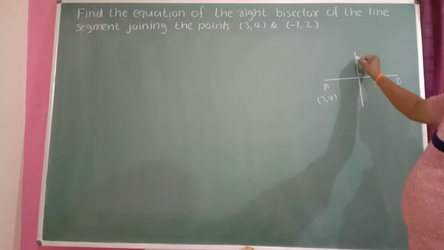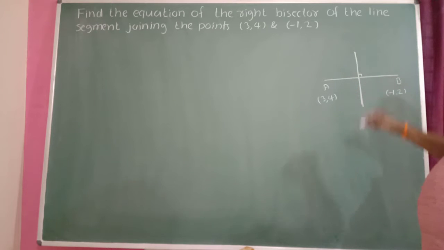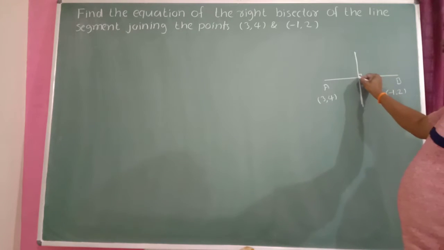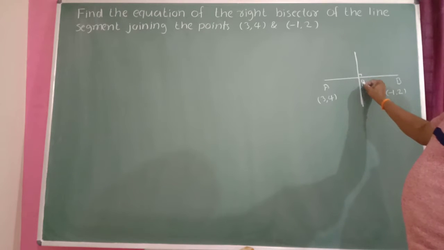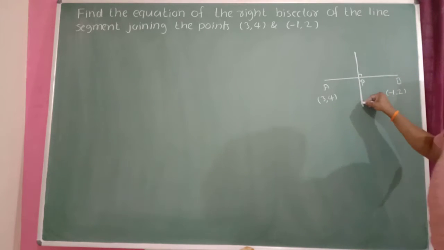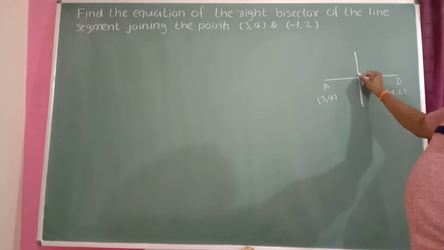Here is the line perpendicular to the line AB, and it bisects AB into two equal parts. Meaning, consider this one as a point P. P is the midpoint of AB. It is called a line bisector, meaning the line passes through its midpoint and is perpendicular.